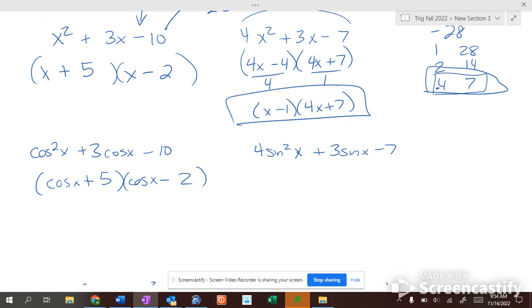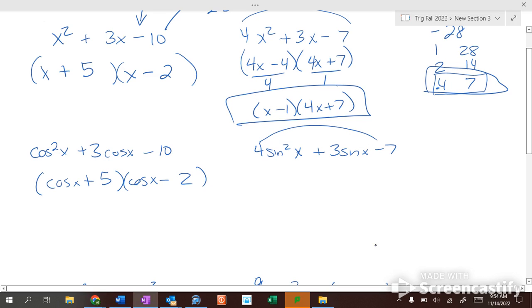Okay? So, just like up above, if the first and last term are not perfect squares, then you multiply them together to be negative 28 sine squared of x, but don't even worry about the sine squared of x, negative 28. What are the factors? 1 and 28, 2 and 14, 4 and 7. We use the bottom one. So it's 4 sine of x minus 4, 4 sine of x plus 7.